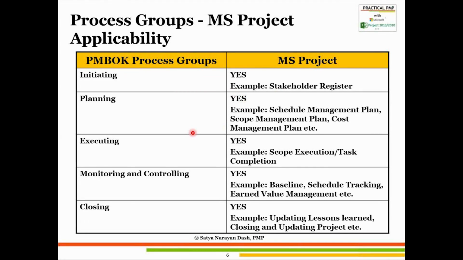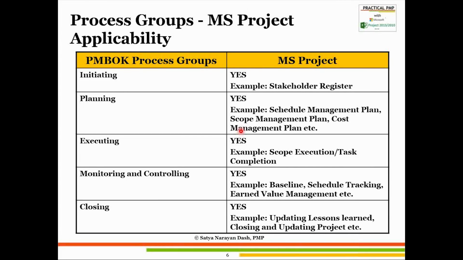In the planning process group, there is another process group in the PMBOK guide. Here also Microsoft Project supports it. You have the schedule management plan, scope management plan, cost management plan, quality management plan, stakeholder management plan, and communication management plan, which are combined together and called the project management plan. Microsoft Project combines them together and creates a single file which is called MPP, or Microsoft Project Plan.